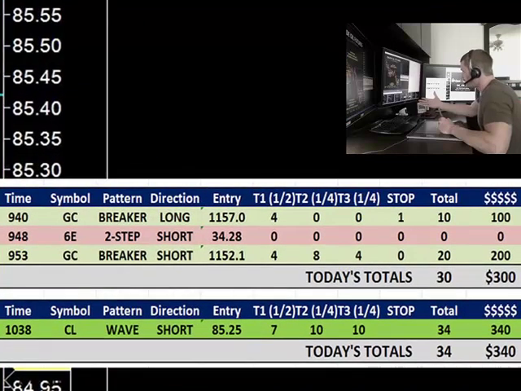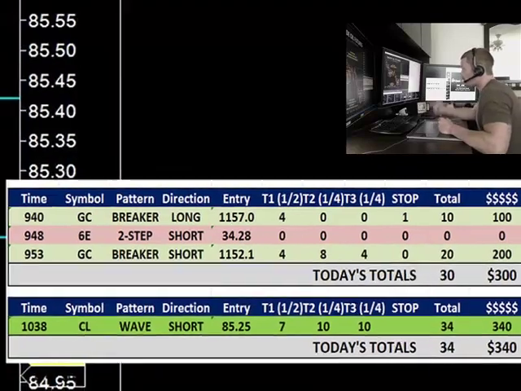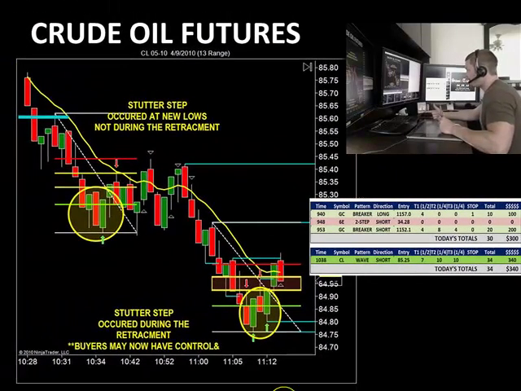So 4 for 4, 4 trades, 4 winners, 34 ticks out of the wave indicator today, 30 ticks out of the scalping method today, and we finished up a great week.